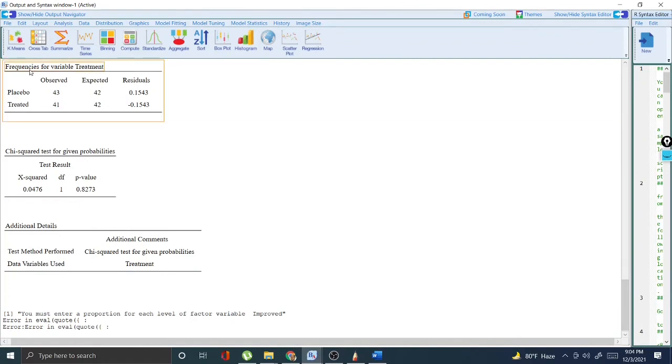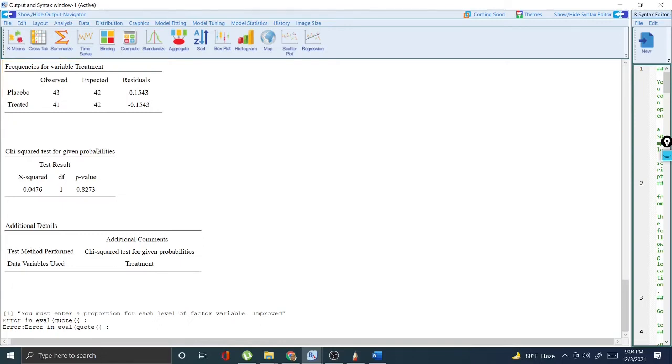So the first table, frequency for variable treatment, says the observed is 43, expected 42, and the residual is 0.143. So the residual of the chi-square test means that the expected value is 42, but the observation we found is 43. So basically there is a difference between the observed and the expected outcome, or the frequency of the variable treatment. Or if we show it like a trend line, like the regression line, there is a difference between the observed and the expected value. That's what the residual means in the chi-square test.